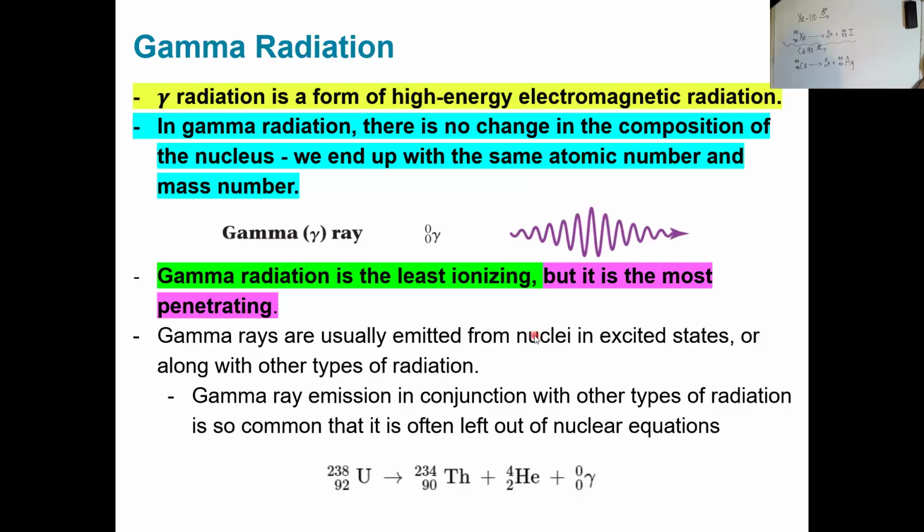What else? What we also know about gamma radiation is that it's extremely high energy. It's going to be the least ionizing radiation, but it is the most penetrating. That has a lot to do with its size. It's real small, so it's able to pass through a lot of material that your bigger radioactive particles cannot.